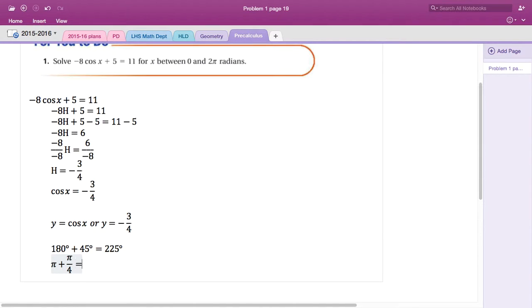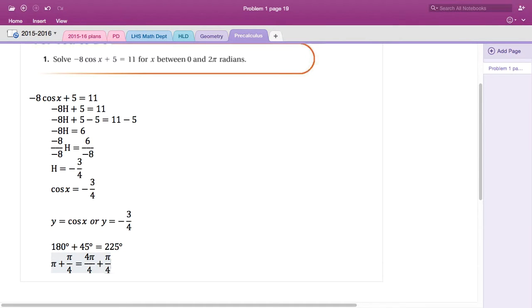So this equals 4 pi over 4 plus pi over 4, which should give us 5 pi over 4. So that's the one answer. So that x should be equal to 5 pi over 4.